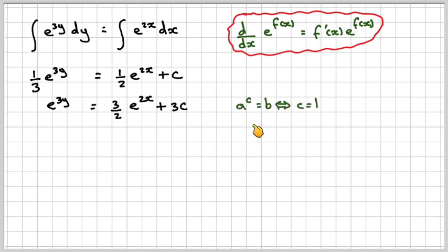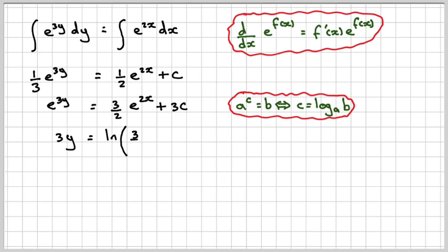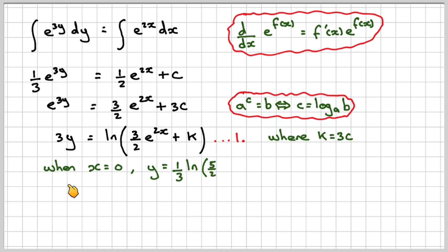Now, using a to the c is equal to b, c is equal to ln of a, we're going to get 3y is equal to ln of 3 over 2 e to the 2x. And then we're going to change the constant 3c to a k, where k is equal to 3c. And we'll call that equation 1. We'll stop there for a minute, and then we'll deal with the extra information that we're given, the boundary condition.